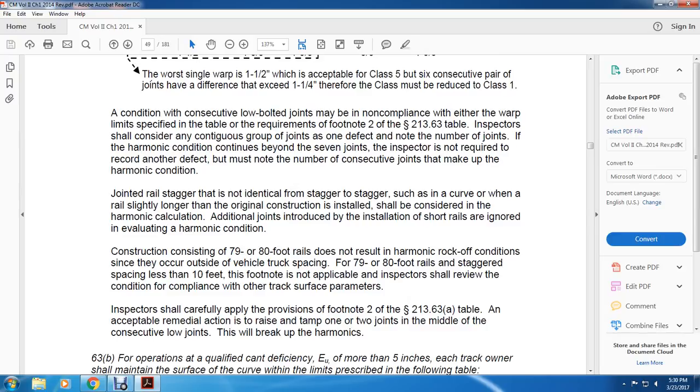The inspector should consider any continuous group of the joints. One defect, note the number of the joints. If the harmonic condition continues beyond the seventh joint, the inspector is not required to record any other defect, but must note the number of consecutive joints that make up the harmonic condition.